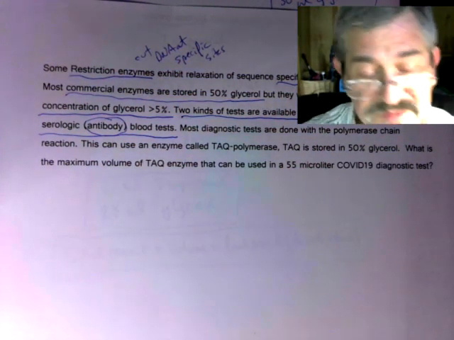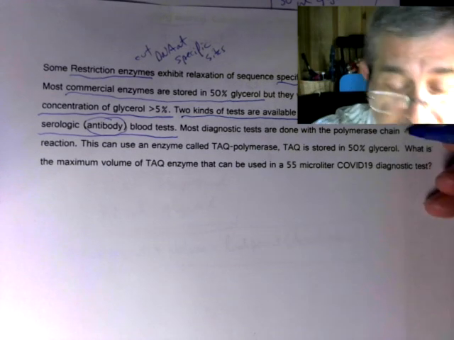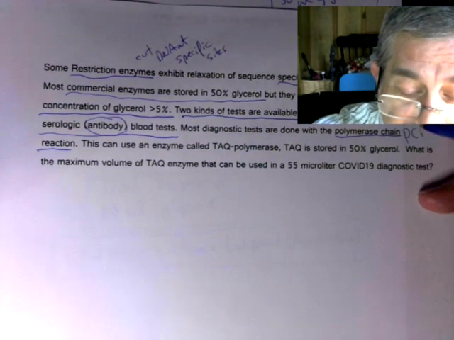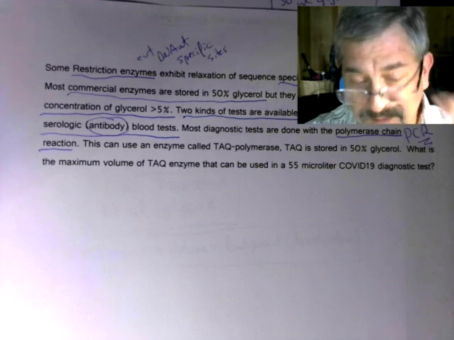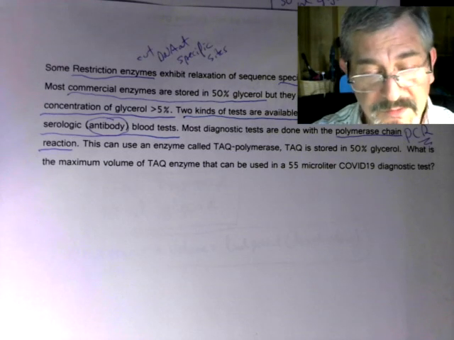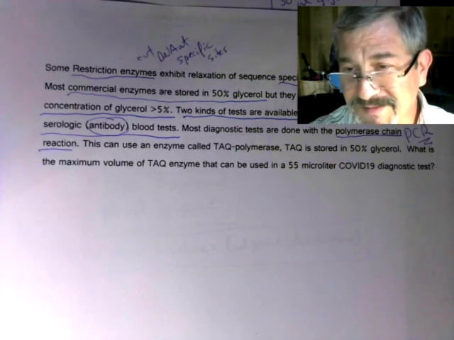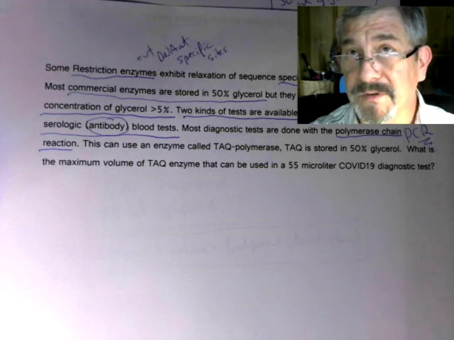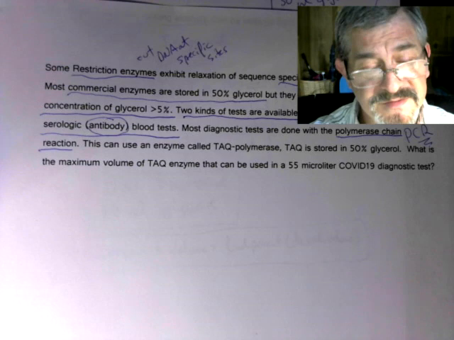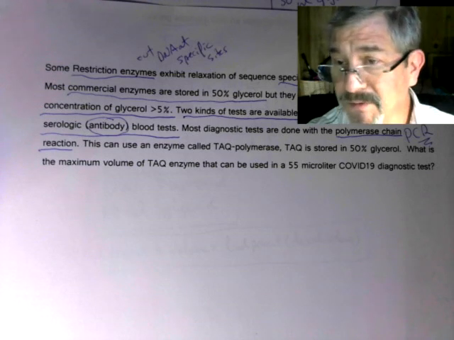Most of the diagnostic tests are done with the polymerase chain reaction, anybody know, that's called PCR. Often it uses an enzyme called Taq polymerase, and initially the enzyme was purified from an organism called Thermus aquaticus. Taq polymerase is stored in 50% glycerol.